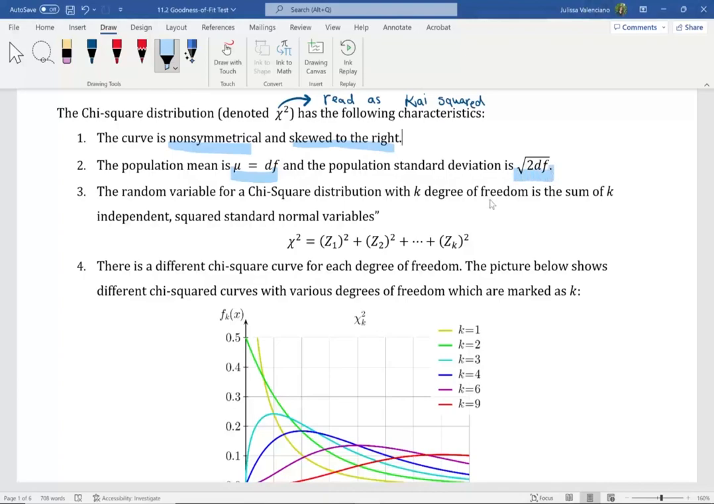The chi-square distribution is used for different tests. Each test has a different way of calculating the degrees of freedom. So once you have the degrees of freedom, that is going to be the mean of the distribution. Then you can go ahead and take the square root of 2 times the degrees of freedom, and that will be the standard deviation. So how is the chi-square distribution created? The chi-square distribution is composed of the sum of squared standard normal distributions.